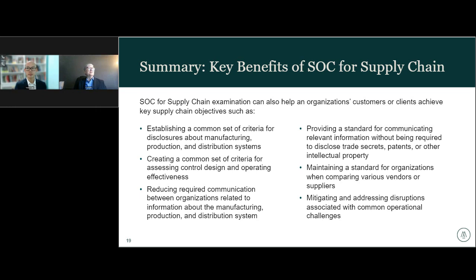It enables you to maintain a standard for organizations when you compare various vendors. So you can use SOC for supply chain to compare your vendors, and then you can also have one performed to allow your customers to compare you against other vendors. And oh, by the way, if you're the vendor that has the SOC for supply chain, you're already probably levels ahead of your competition.